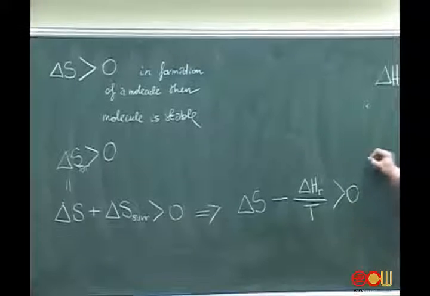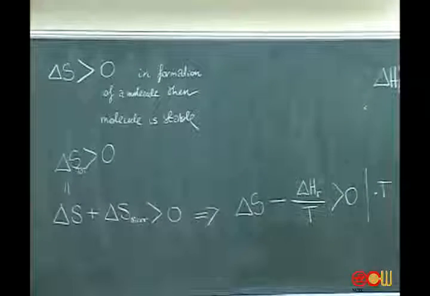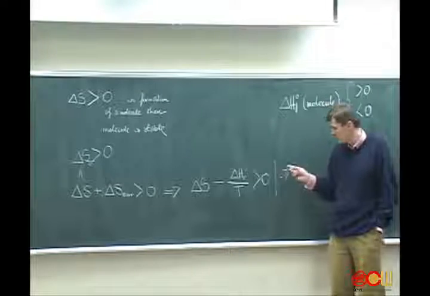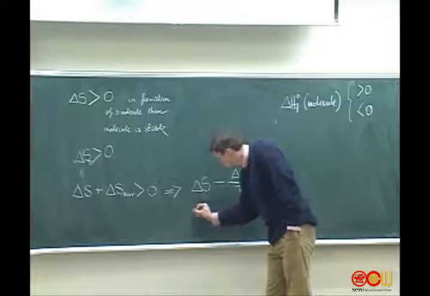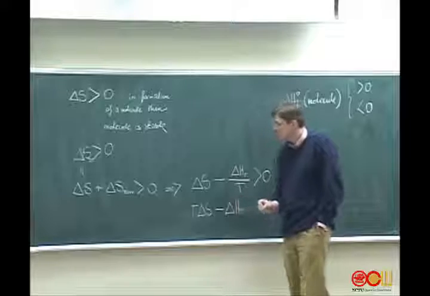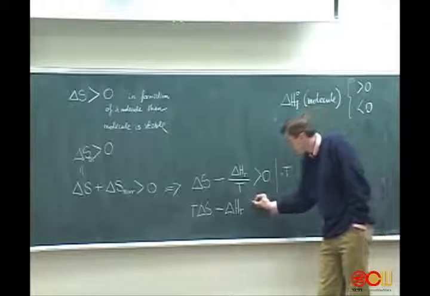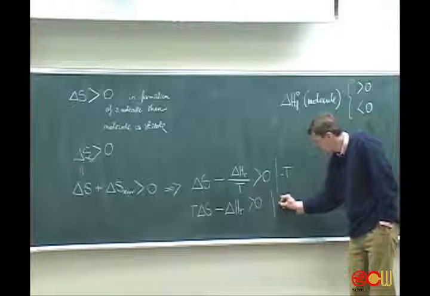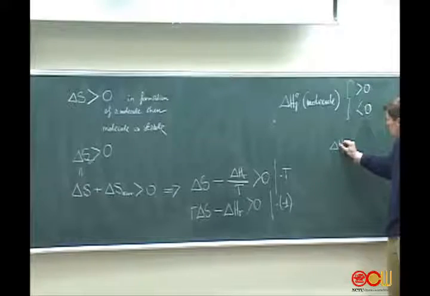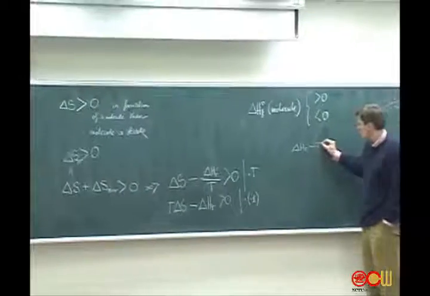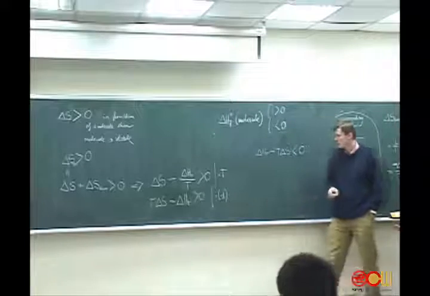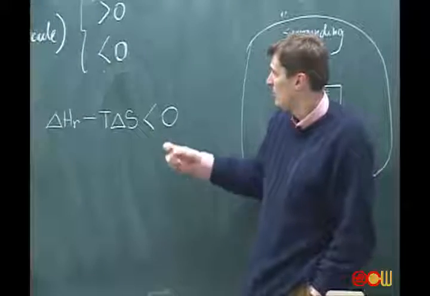I can transform this equation a bit. I can multiply by temperature. Note that this is not a problem. First, temperature is always positive, so if I multiply this, nothing happens. Second, since it's positive, the sign doesn't change. I'm getting T delta S minus delta H larger than zero. Then I can multiply by minus one. What I'm getting after this multiplication is delta H reaction minus T delta S smaller than zero. Multiplying by minus one, I changed the sign of the inequality.